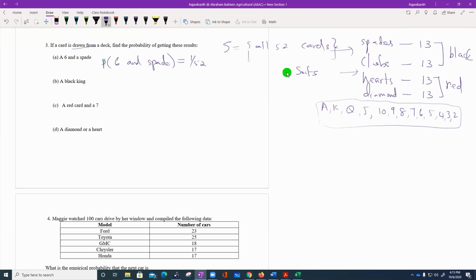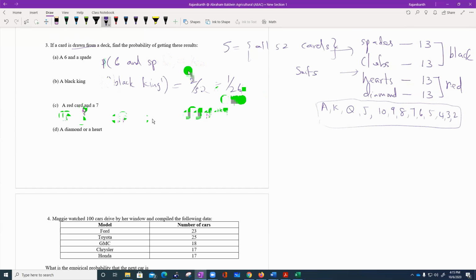So the second problem is now finding the probability of getting a black king. Remember, there are two suits which are black, spades and clubs. So we may get two kings from those two. Therefore, there are two possible kings out of, again, 52. So if you simplify, this is 1 over 26.